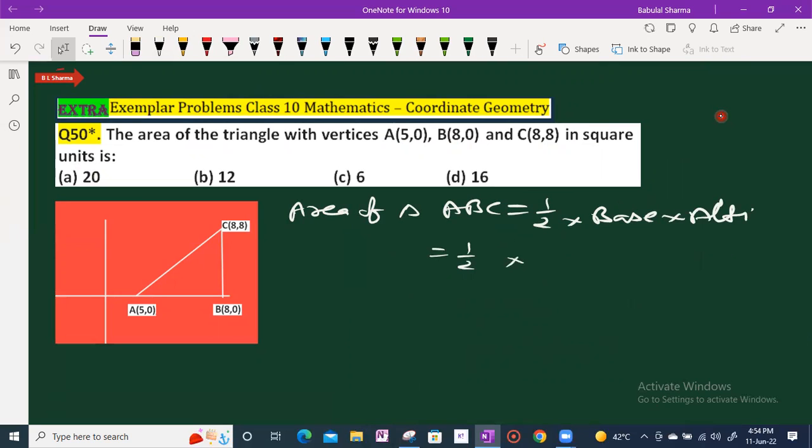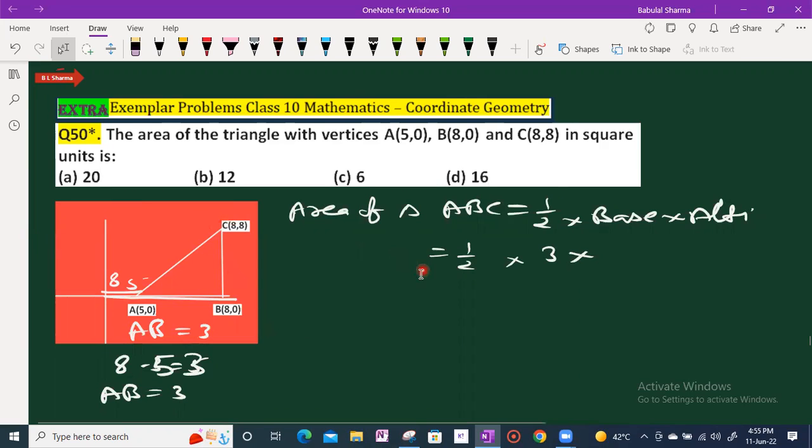1/2. What is the base AB? Look here, from the origin this is 5 and from the origin this is 8 distance, so the distance AB is 3 units. Here it is 8 units, here it is 5 units, so 8 minus 5 that is 3. So AB is 3 units. We can write here base is 3 units.